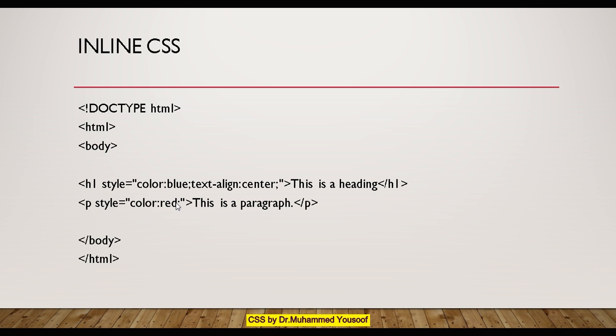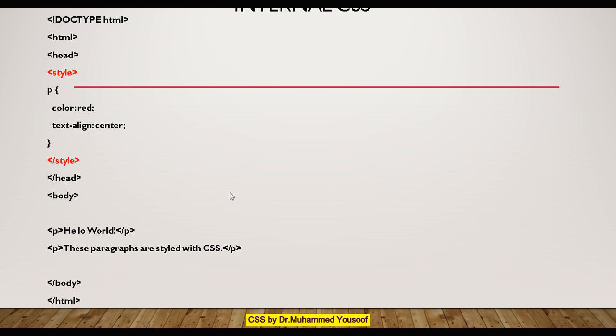So I hope you understand what is inline. In inline, in the body, in every element that you are going to use, you can change a style of the text or whatever the element you are using. You can apply a different style by changing the different properties like color, text align, like this. You can change any property that you want to change very easily. That is called inline CSS.